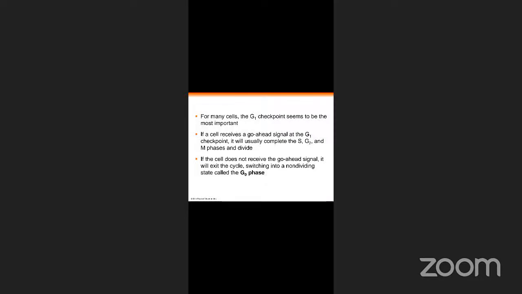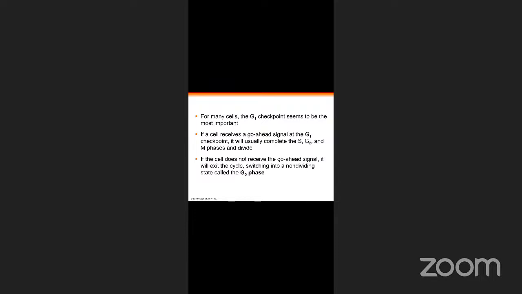So here many signals are responsible for this cellular surveillance mechanism. That means various signals will be keeping surveillance, monitoring whether the cell cycle has been correctly done or not. So there are three important checkpoints, that is G1, G2 and M phases. The G1 checkpoint seems to be most important because if a cell receives a go-ahead signal at the G1 checkpoint, then it usually completes the S phase, G2 and M phase and divides.